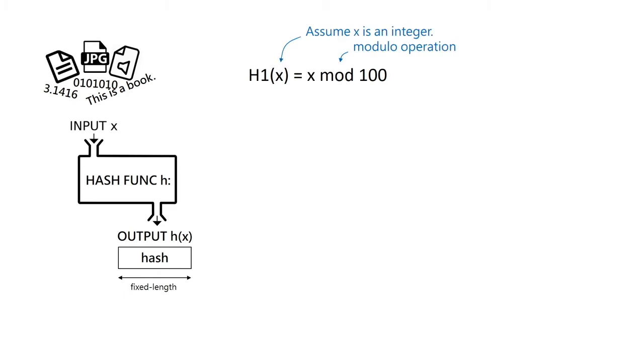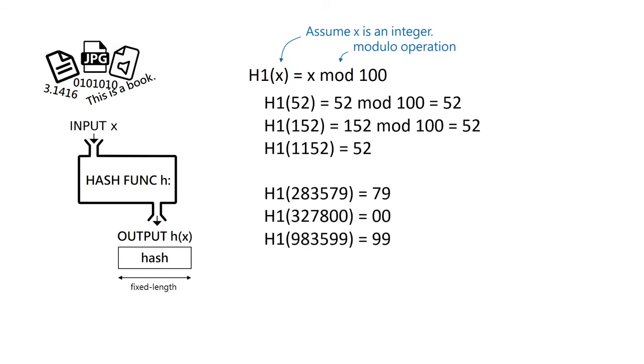Here is an oversimplified example of a hash function h1. The hash function equals h1 of x. x is the input, and we assume x is an integer. h1 of x equals x mod 100. The result of the modulo operation is the remainder of x divided by 100. So if x is 52, then its hash value of h1 is 52 mod 100, which is 52. If x is 152, then its hash value is 52 as well.